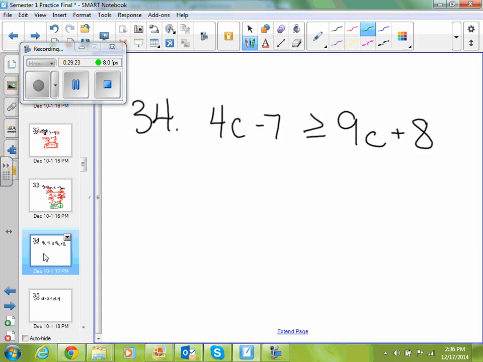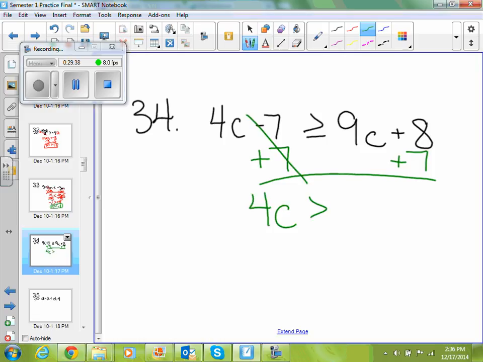Alright, 34: 4c minus 7 is greater than or equal to 9c plus 8. I add 7, okay. 4c is greater than or equal to 9c plus 8 plus 7, which is 15.